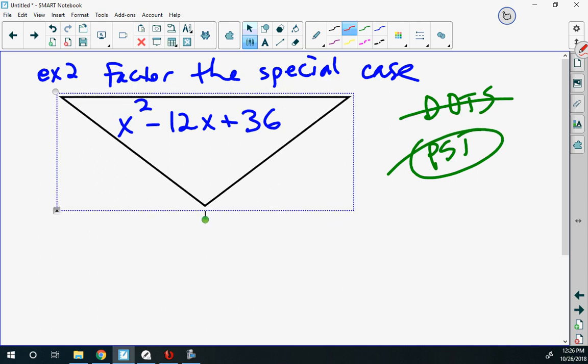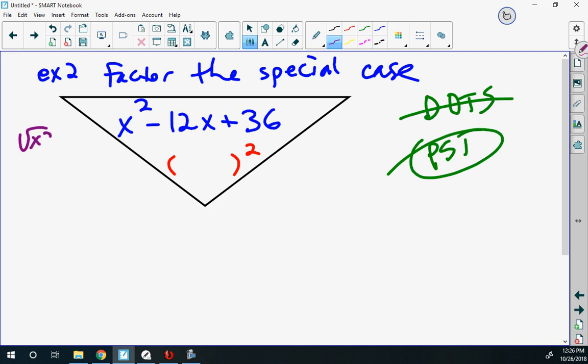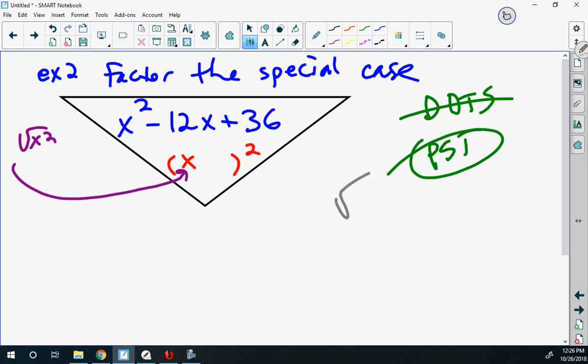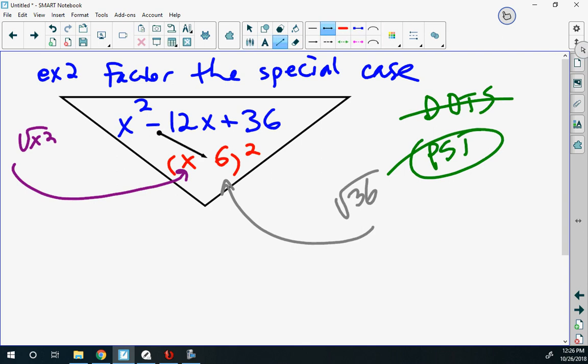That's better. So we're going to end up with 2 squared. And again, we're just taking square roots. We take the square root of the first term, and that's going to go right there. So what's that going to be? An x. And again, we're just taking square roots. It's that easy. That's why you have to know these squares. The square root of 36, and that's going to go right there. That's going to be a 6. Now, whatever sign we have in the middle, that's what's going to be the sign in the middle. It's going to be a minus.